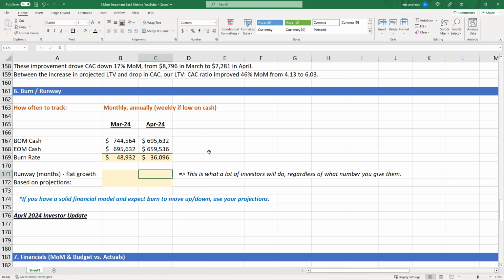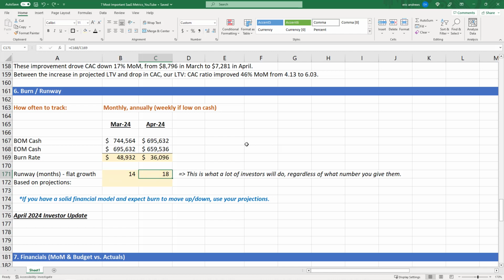So when investors ask, what is your runway? That means how many months of cash do you have until you have no more cash? A lot of investors will just take your end of month cash and divide it by your burn rate. They'll say, okay, if they keep burning this amount of money each month, we have 14 months of cash.